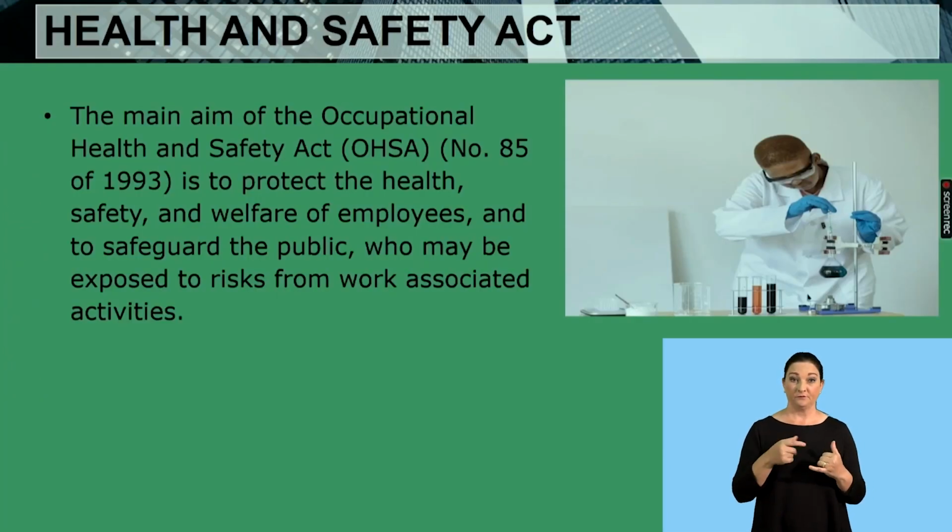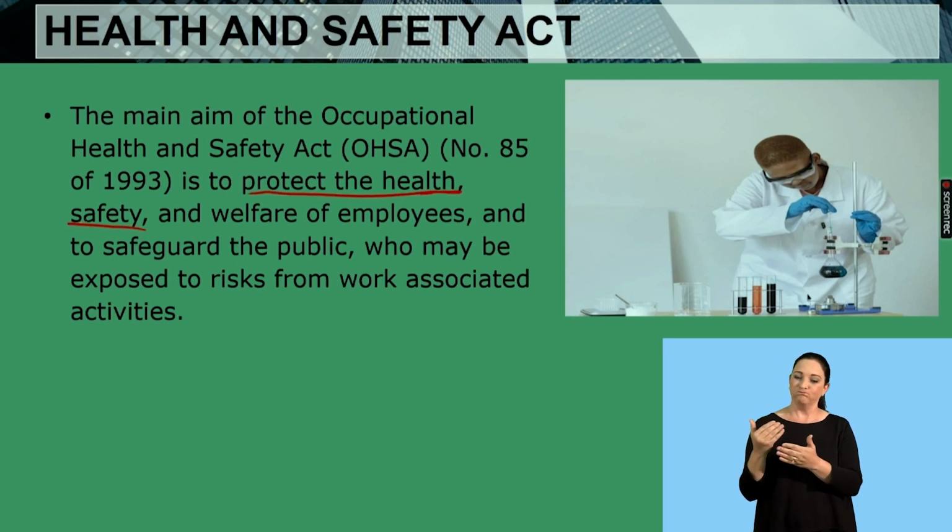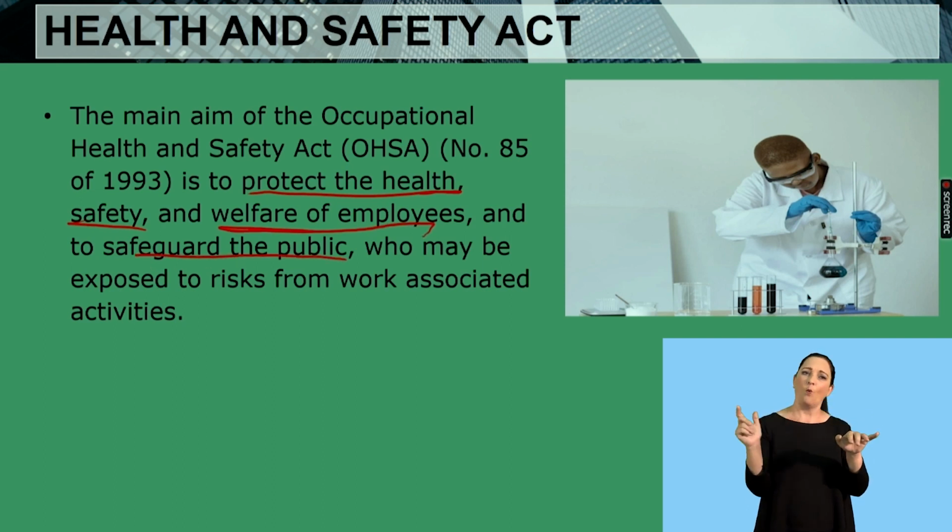It is said that the main aim of the Health and Safety Act number 85 of 1993 is to protect the health, safety, as well as the welfare of employees and to safeguard the public who may be exposed to risks from work-associated activities. So this simply means that the Health and Safety Act is there to make sure that even the public or the society is free from harm that the business can cause. Now, it might happen that the business is causing pollution that is harming the society. So the act is there to make sure that they are finding precautionary measures to ensure that everyone is safe.